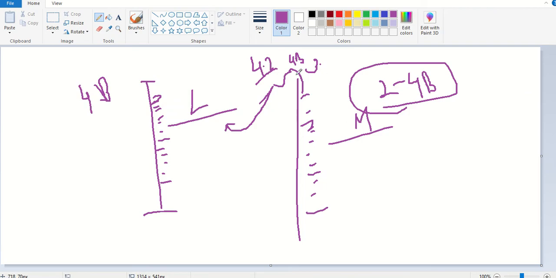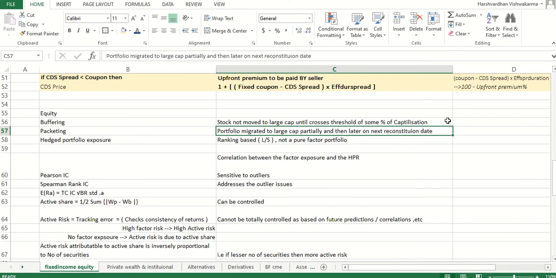So now it's again in the same scenario. It says that it's 4.2 now. In the packaging, what happens? The portfolio gets migrated to large cap partially, and then later on next reconstitution date.